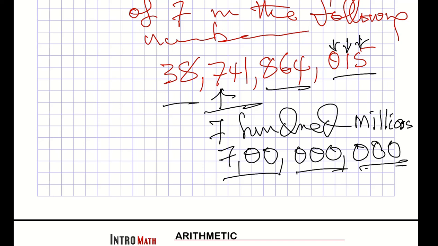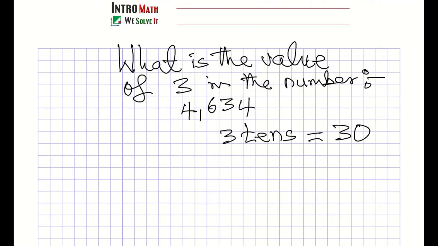We usually see that's how we write it, like that. But anyway, here is another example. What is the value of 3 in the number 4,634? Notice that 3 is under the tens position, right? So 3 represents 3 tens, which is equal to 30, right? Now let's go to the other one.